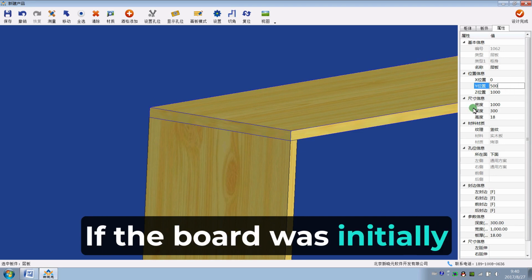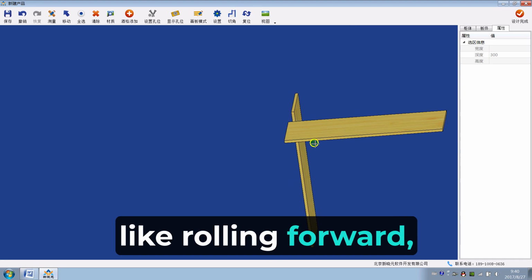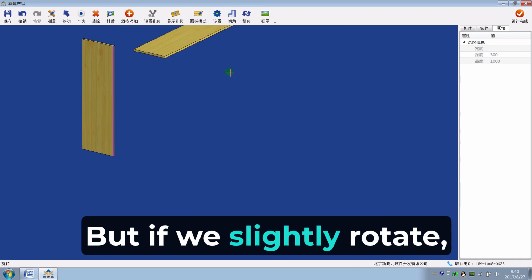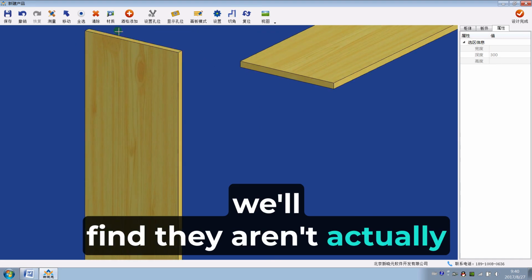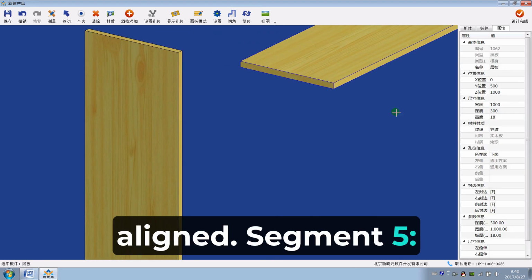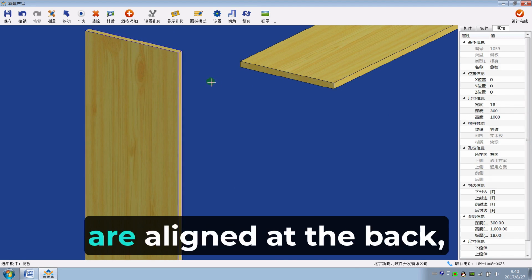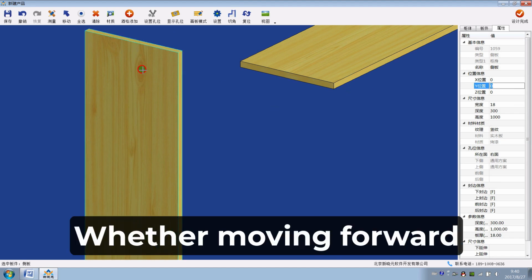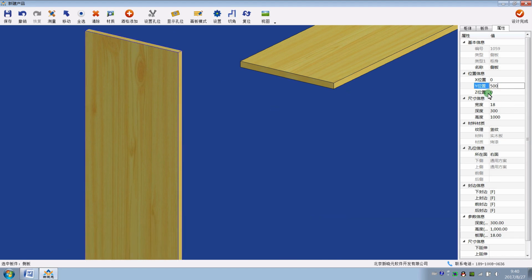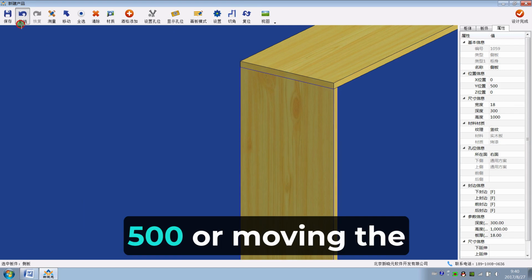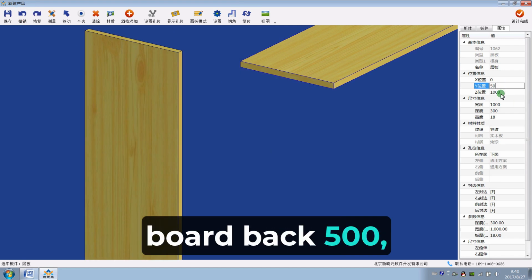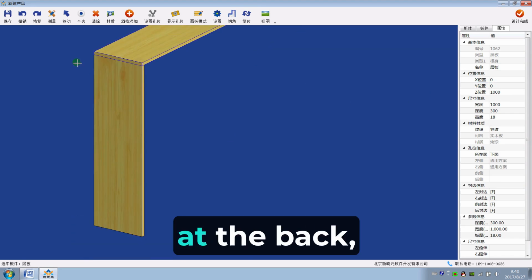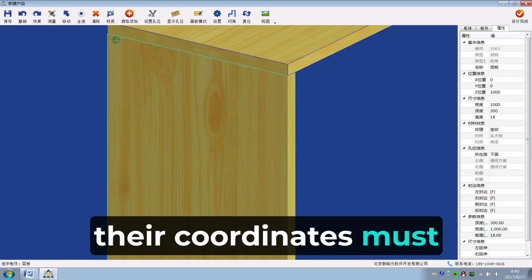If the board was initially placed differently, like rolling forward, raising the board makes them seem aligned. But if we slightly rotate, we'll find they aren't actually aligned. The relationship is that if they are aligned at the back, their coordinates must be the same. Whether moving forward 500 or moving the board back 500, they must have a corresponding relationship. If you want them aligned at the back, their coordinates must be the same.